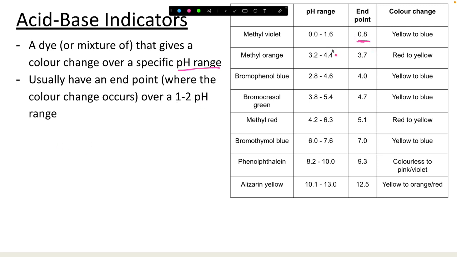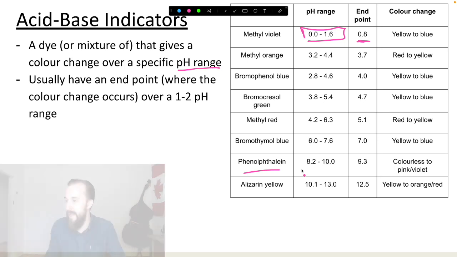So you can see the endpoints there for methyl violet is 0.8, but it can operate within this range from a pH of 0 to a pH 1.6, all the way down to the other end where we've got things like phenolphthalein and alizarin yellow. Hopefully I'm pronouncing that one right.